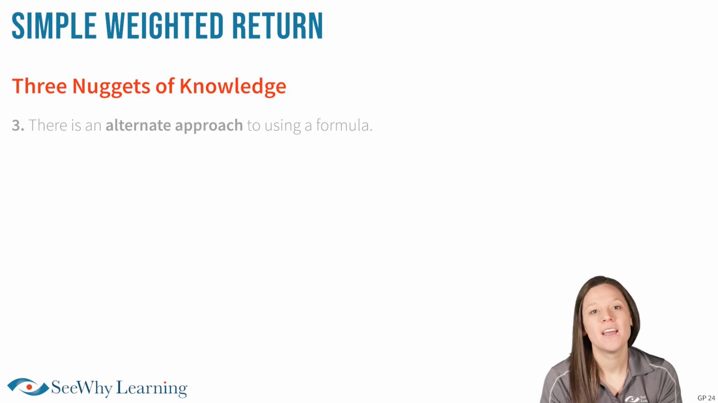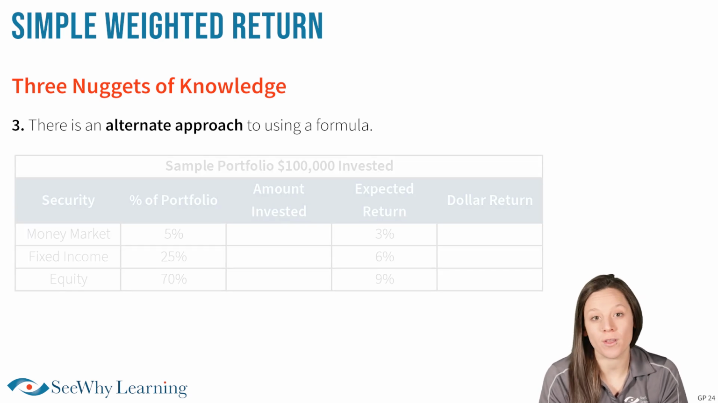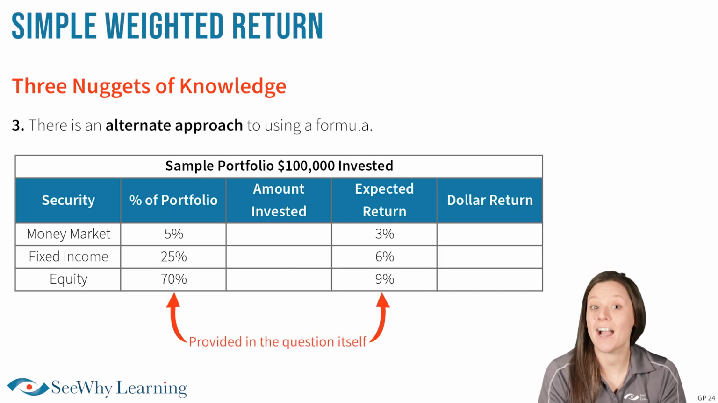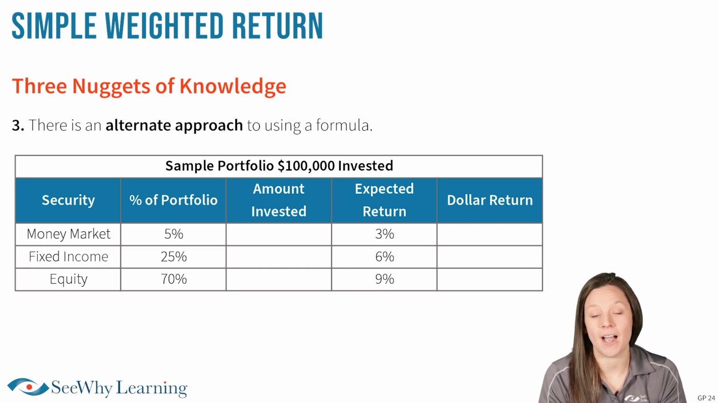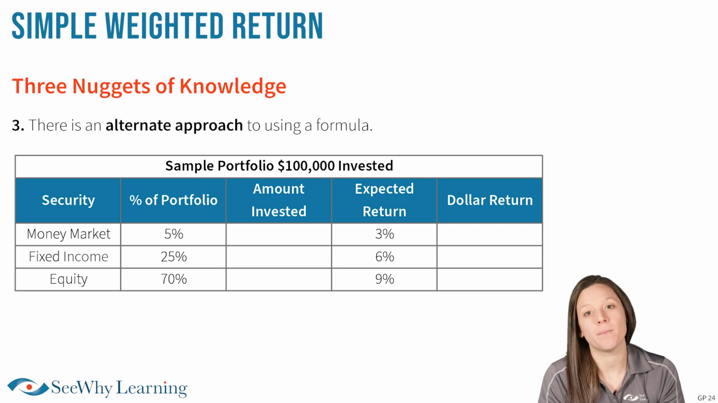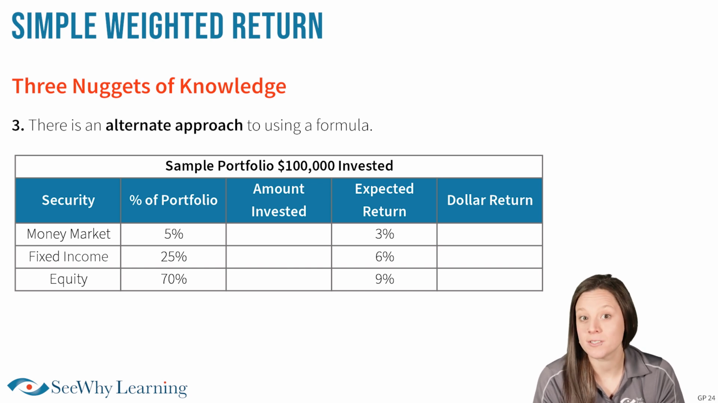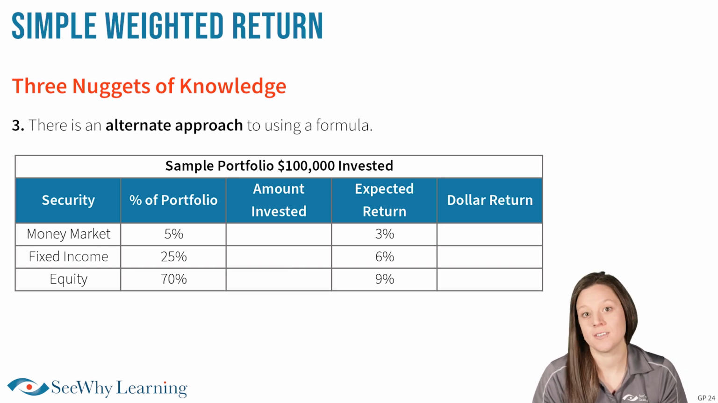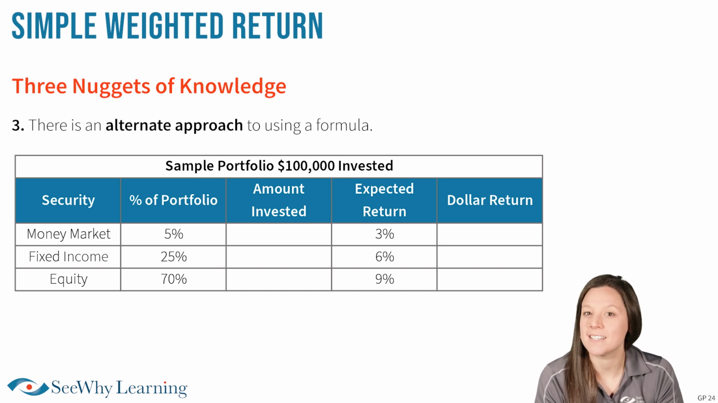Nugget number 3. If formulas and math aren't your cup of tea, there's an approach that you may find easier. Pretend it's your own portfolio and do the calculations using actual dollars. This will make it easier for you to get your head around what it is you're actually calculating. For example, I always assume that the portfolio value is a nice round amount, like $100,000. This is a large enough portfolio that you won't be dealing with too many pesky decimals.